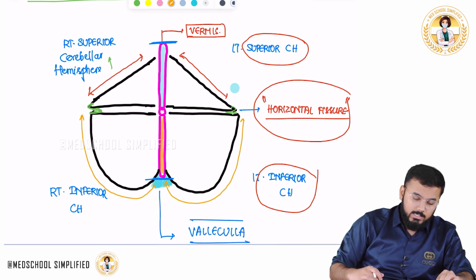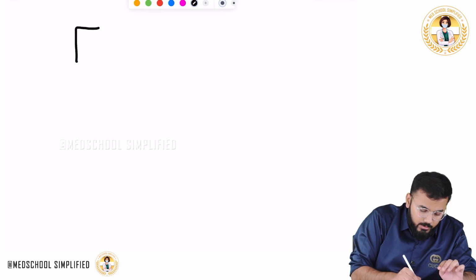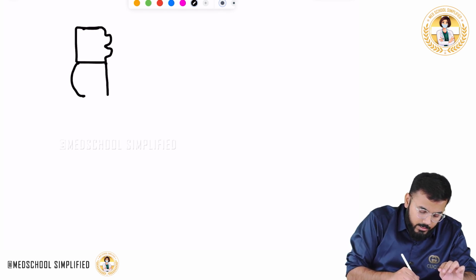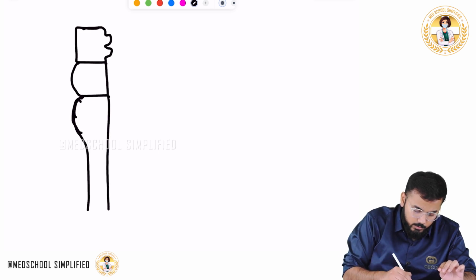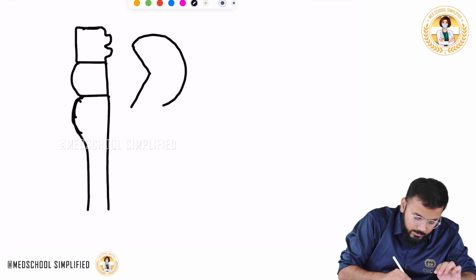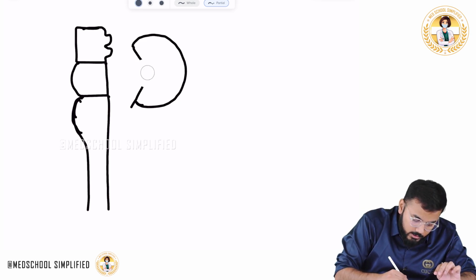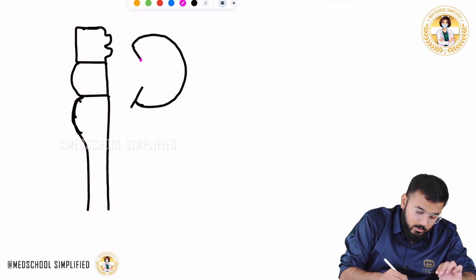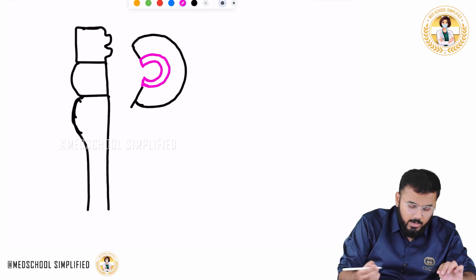Now the same thing, if you look from the lateral view, it will be perfectly clear. For example, this is your, let us say, midbrain. Here is your pons, here is your medulla oblongata, and then the spinal cord. Now, this is your cerebellum. If I rub out this part over here, you can see very clearly, this part is your vermis.